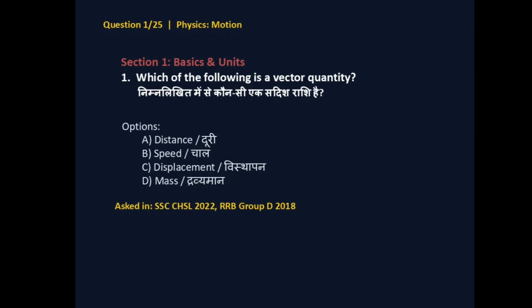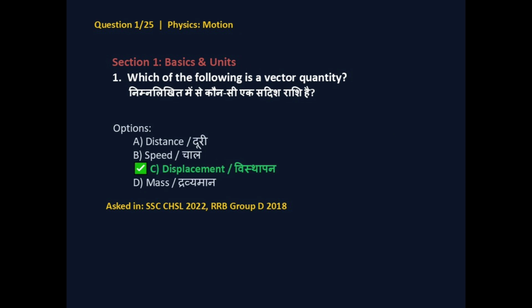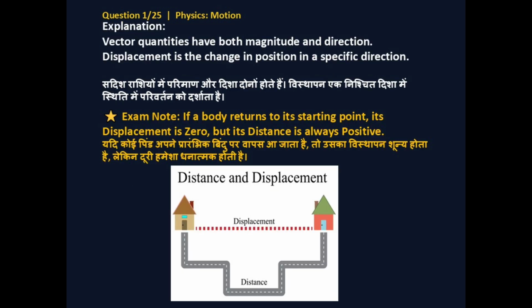Question number 1. Which of the following is a vector quantity? Correct answer is option C, displacement, because the vector quantities have both magnitude and direction. Displacement is the change in position in a specific direction. So here comes an extra note. If a body returns to its starting point, its displacement is 0, but its distance is always positive.